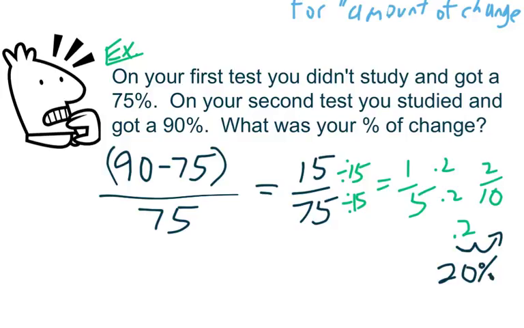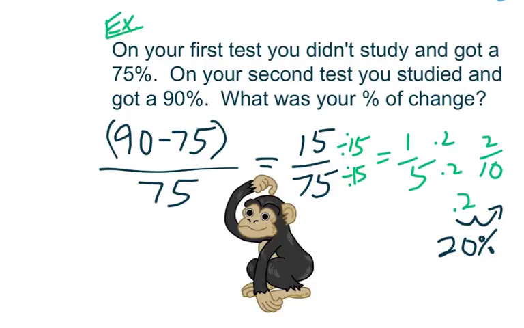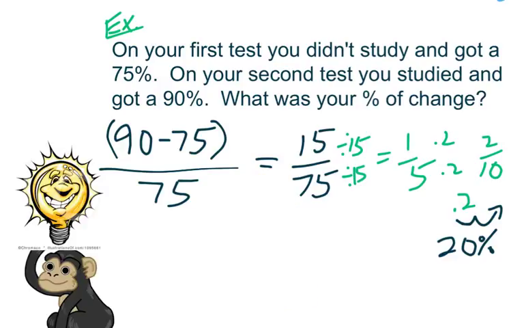And now is it an increase or a decrease? Well, you studied, and what happened? I did better. Now you've got it. So it increased. So it's a 20% increase. Now if our score would have gone down, that would be a decrease. And that's what typically happens when you don't study.